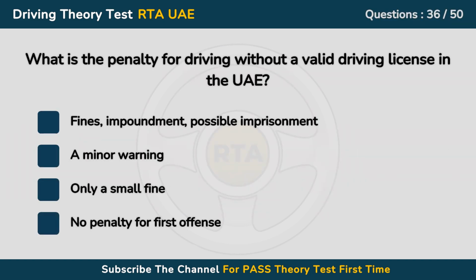Question 36. What is the penalty for driving without a valid driving license? A. Fines, impoundment, possible imprisonment. B. A minor warning. C. Only a small fine. D. No penalty for first offense.